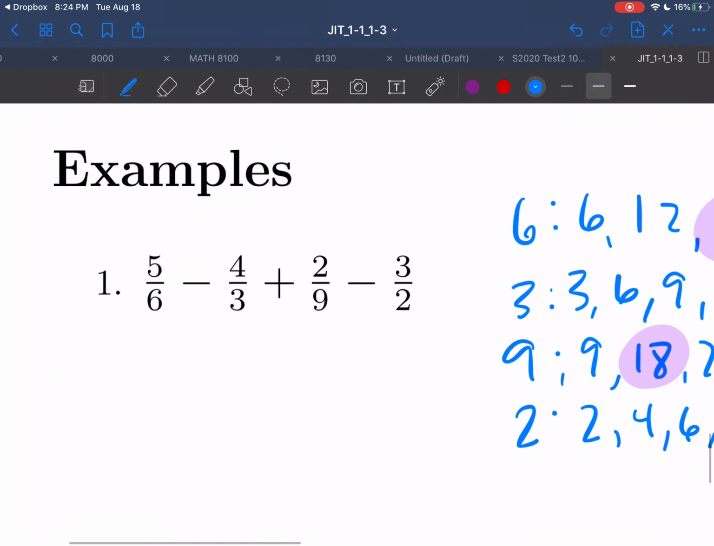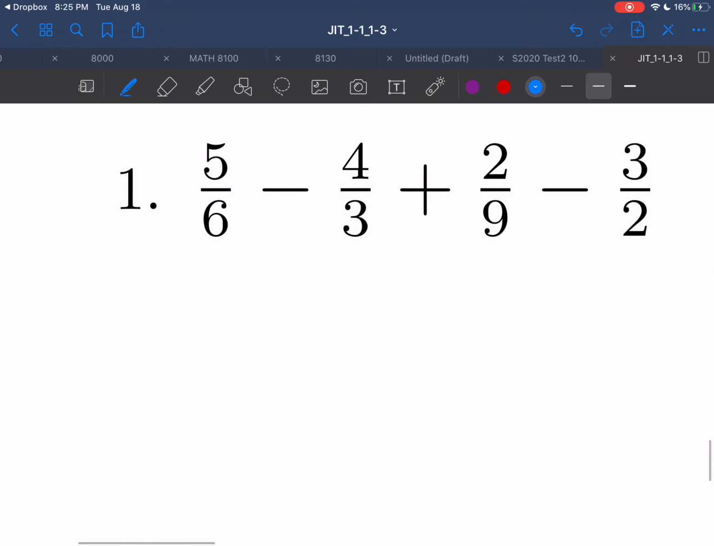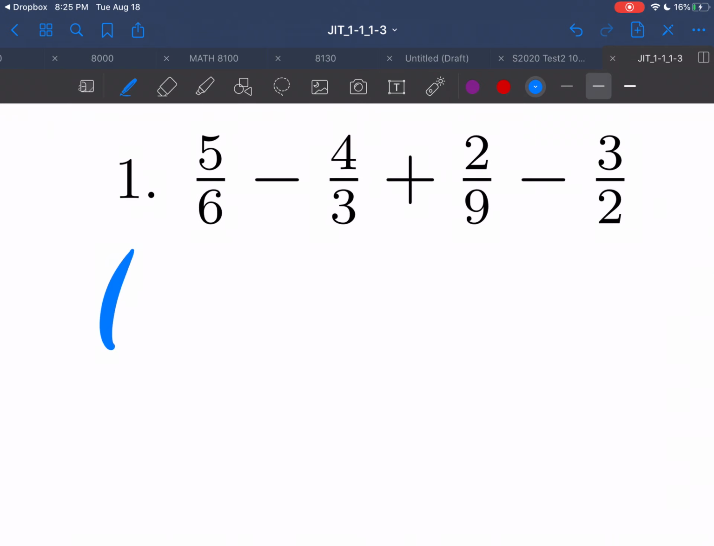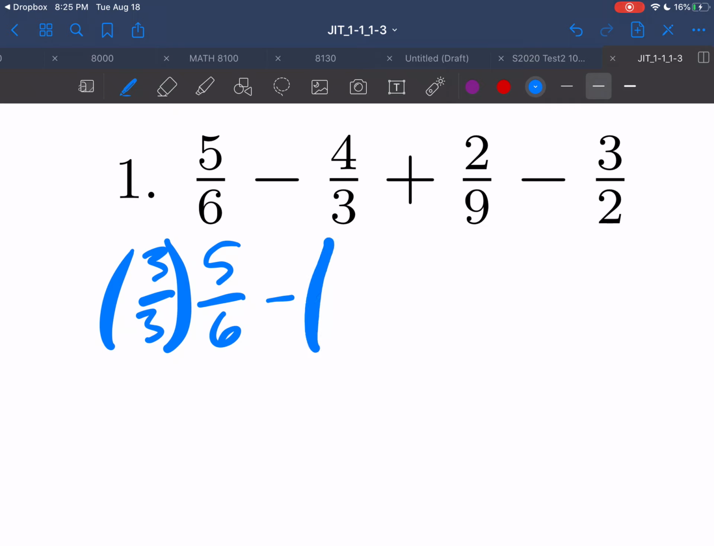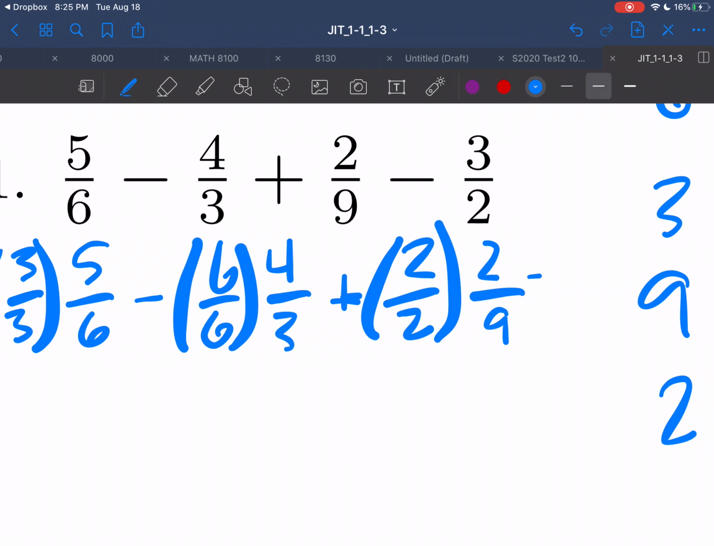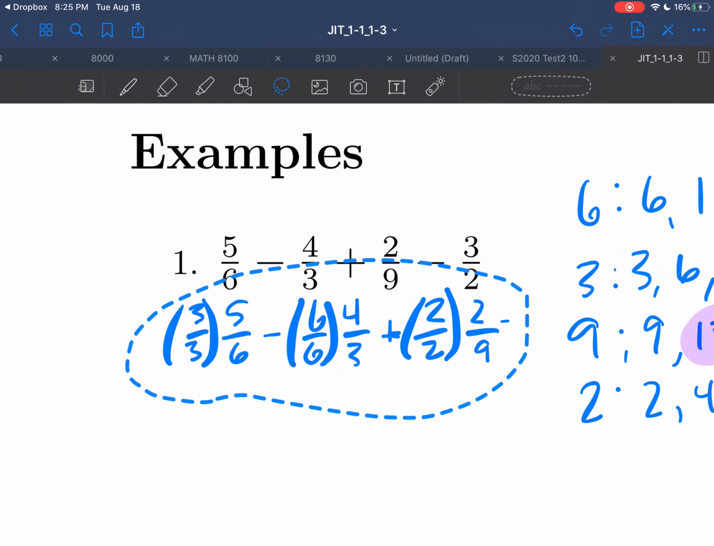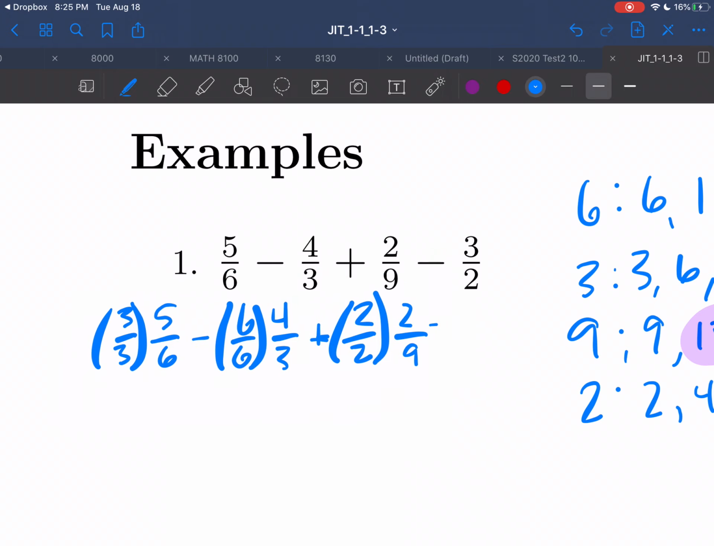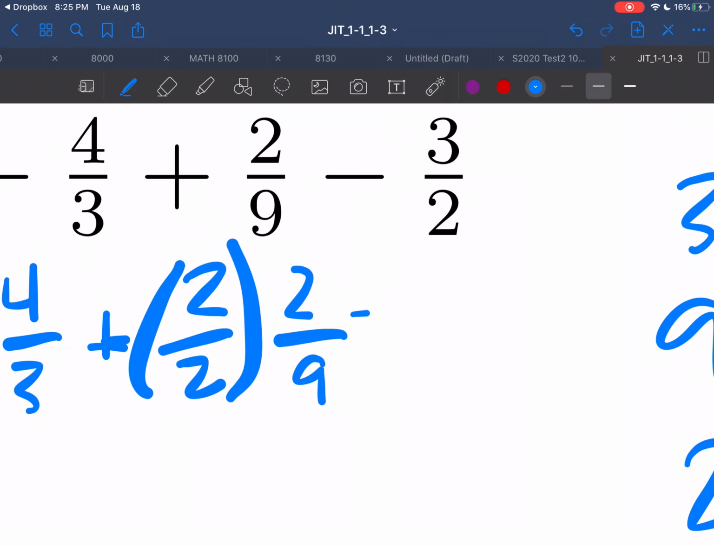So we'll take 6, and to get to 18, we'll have to multiply it by 3 over 3. So this will be 3 over 3 times 5 over 6, minus the 3, to get to 18, we'll have to multiply by 6 over 6, plus the 9, to get to 18, we multiply by 2 over 2. Minus, let's shift these over, because otherwise I'm going to run out of room. And then the 2, to get to 18, we multiply it by 9 over 9.